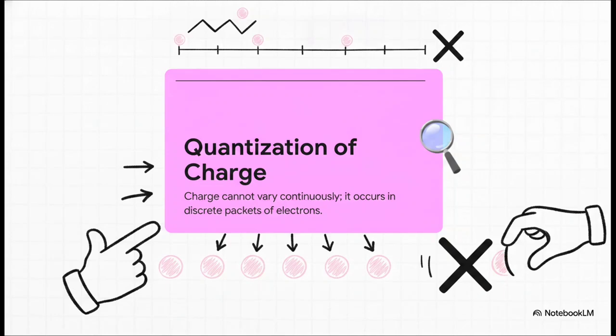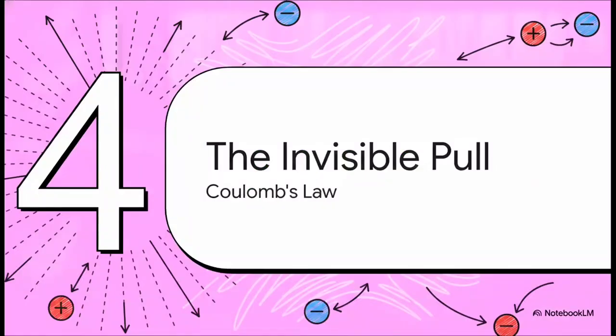You can have 1 electron's worth of charge, or 2 trillion, but you can never, ever have 1.5 electrons worth of charge. No way! That is quantization. Nature literally forces charge to exist in distinct, non-continuous steps. Let's head into Section 4, the invisible pull, driven by Coulomb's law.